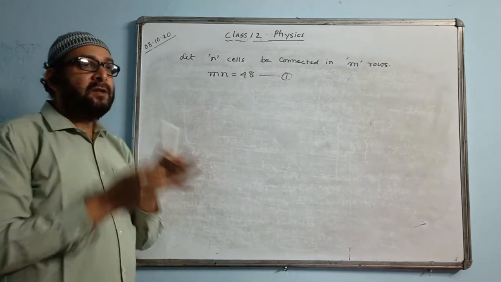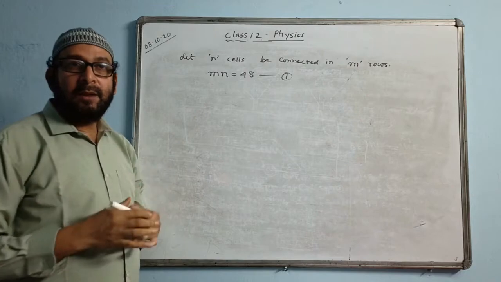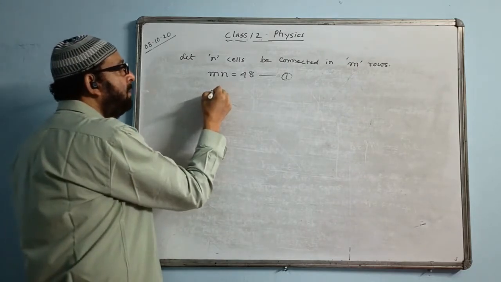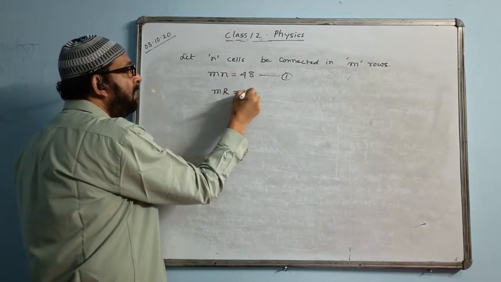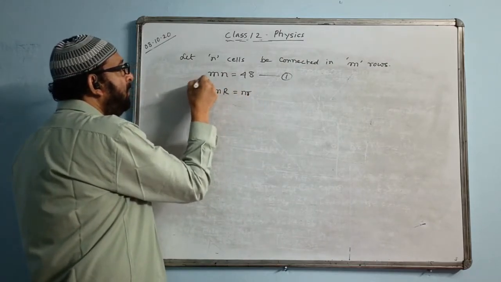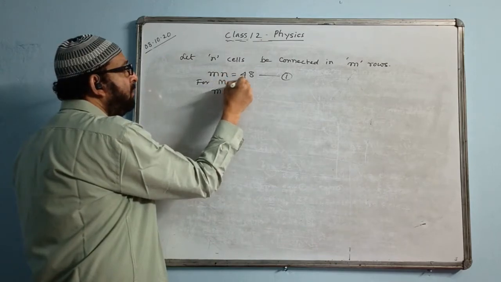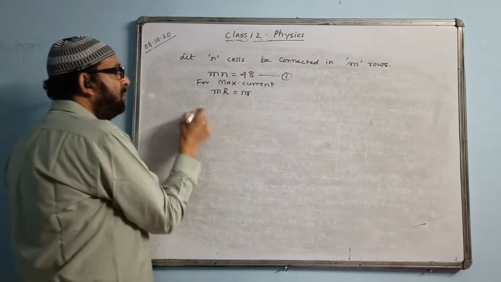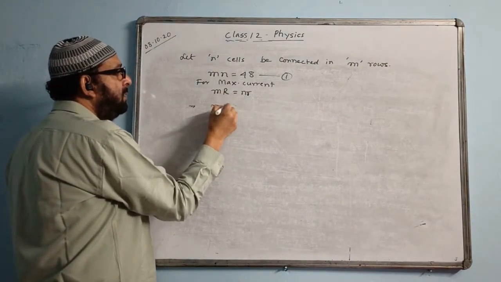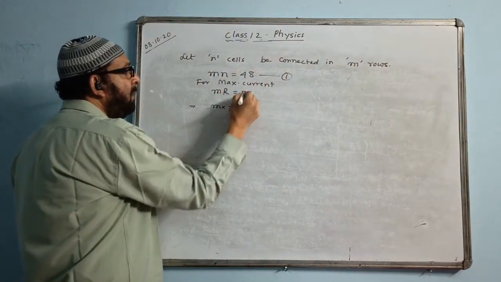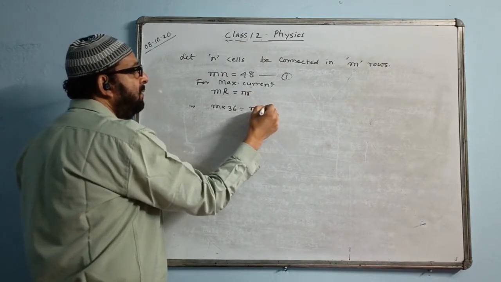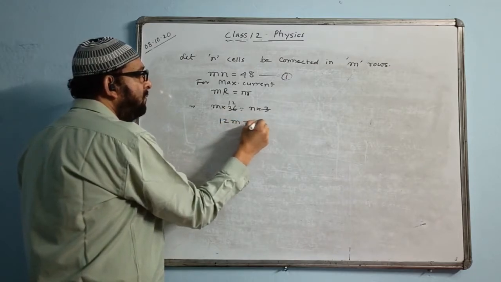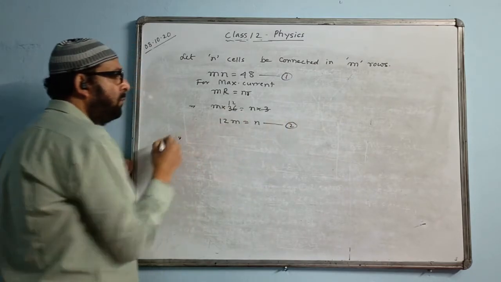And they have to give the strongest current, that means maximum current. What is the condition for maximum current? Last time I have written it. The condition for maximum current is mR equal to nr, where n is small r. For maximum current, capital R is given as 36, small r is given as 3, and this will go 12. We get 12n is equal to m, equation number 2.